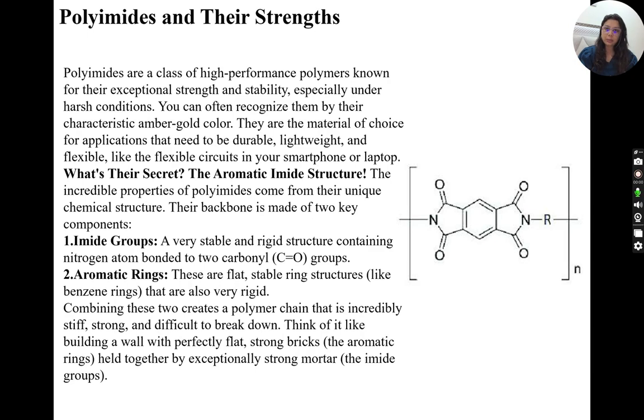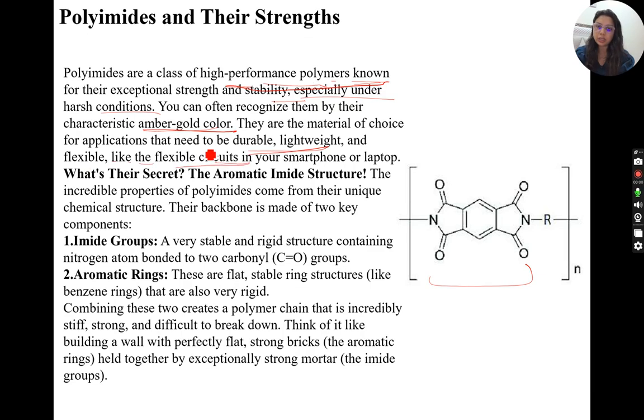Okay, so it's the polyimide and its strength. And I guess this is the last topic of today's session. So here's the polyimide. If we look at the structure, this is the polyimide. Polyimide is a class of high performance polymers known for their exceptional strength and stability, especially under harsh conditions. You can often recognize them by their characteristic amber gold color. They are the material of choice for applications that need to be durable, lightweight, and flexible.